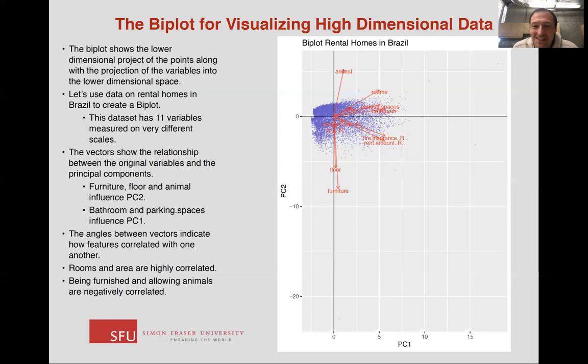Anyhow, so we can see how we can quickly learn something about the data set by looking at this lower dimensional space. So finally, the blue points are the original data points in the first two principal components.